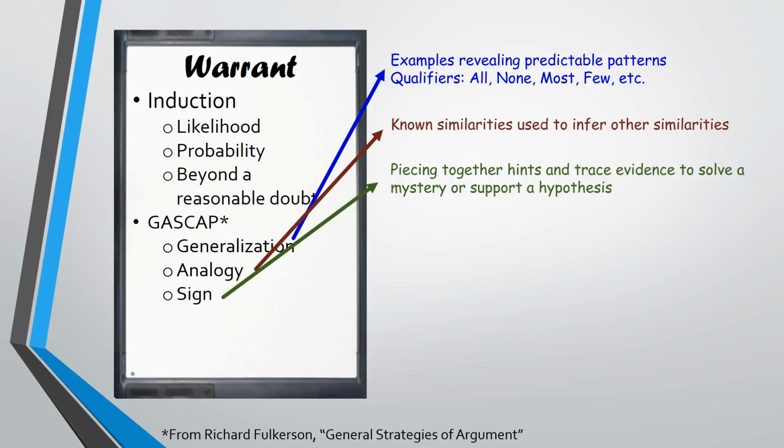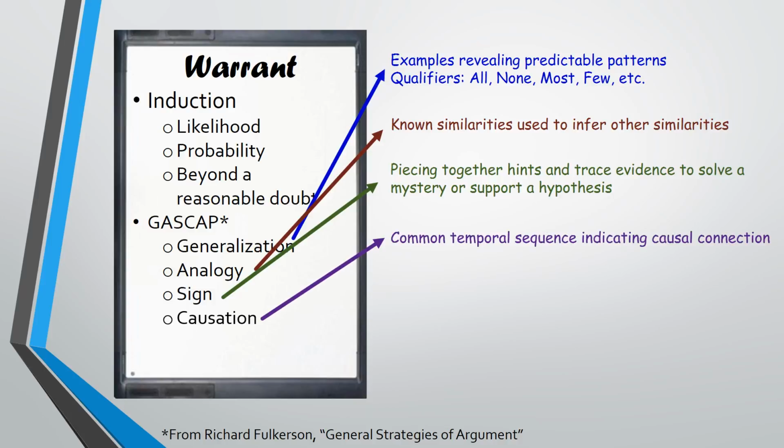The C is for causation. We observe a typical sequence and infer that it indicates a causal connection. This one is trickier than you might think. We make assumptions about one thing causing another all the time. But it is important to remember that we never actually observe causation. All we ever observe is that one event happens and then another event happens right after it.